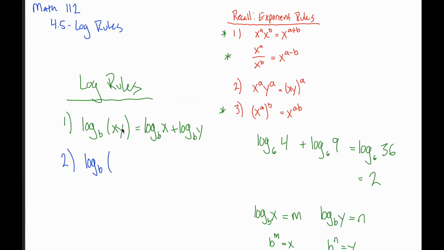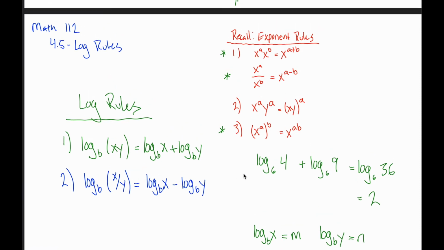What we deal with now is not the log of a product, x times y, but instead the log of a quotient, x divided by y. And instead of that being equal to log base b of x plus the log base b of y, it turns out that that's equal to the log base b of x minus the log base b of y. And maybe that's not altogether surprising.